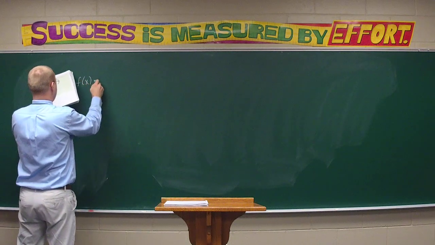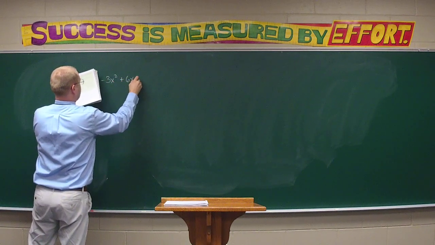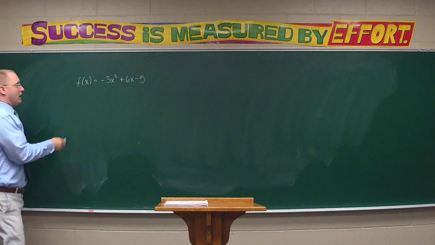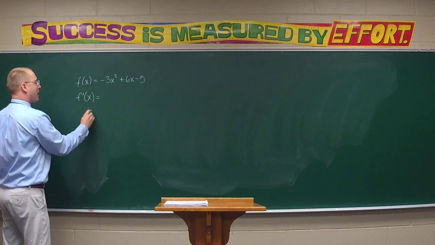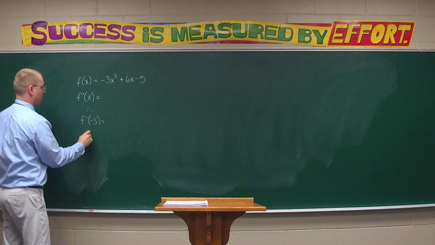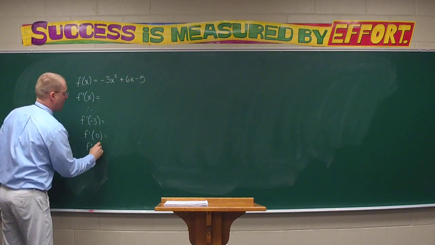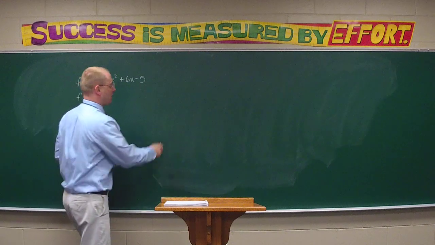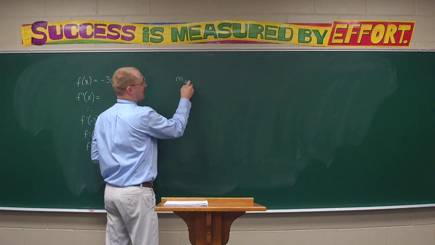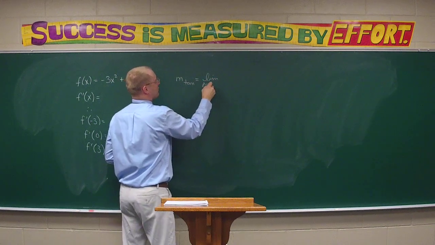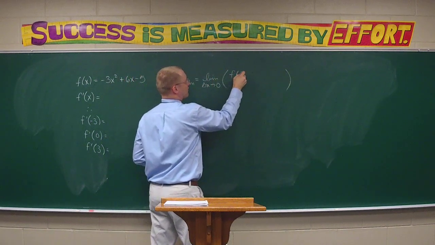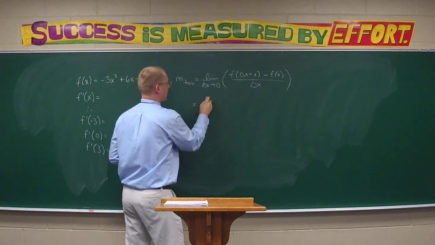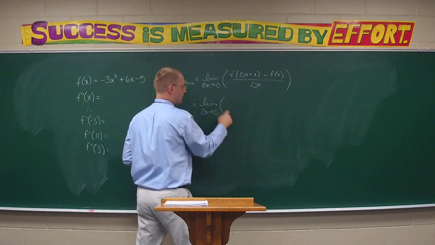We have f of x is equal to negative 3x squared, plus 6x, minus 5. All right, we want to find the first derivative so that we can find the slope at negative 3, the slope at 0, and the slope at positive 3. To find the slope of the tangent line, or the first derivative, we're going to use what formula, class? The slope of the tangent equals the limit as delta x approaches 0 of f of delta x plus x minus f of x all over delta x. All right, so we need the limit as delta x approaches 0.